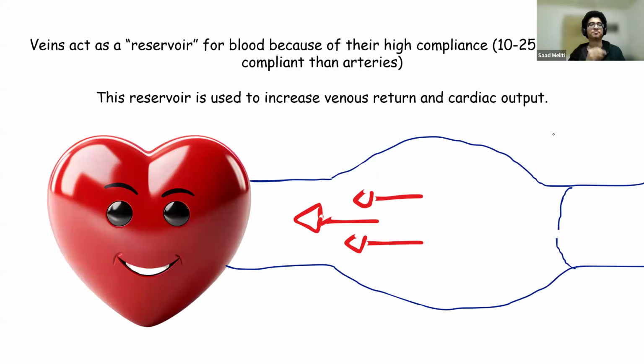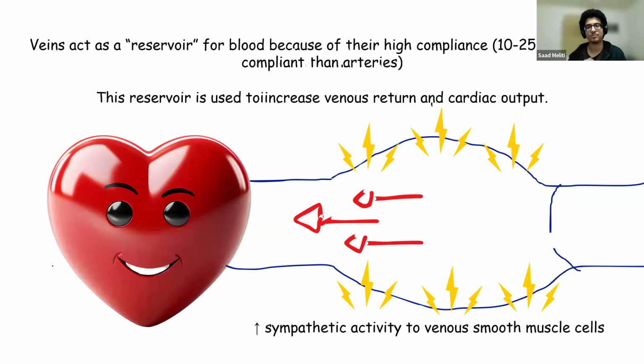Okay, perfect. So, like we said, veins act as a reservoir because they have high compliance, 10 to 25 times more compliant than arteries. We can use this reservoir to increase venous return and increase cardiac output. So, let's say we want more blood going back to the heart. We want to increase the venous return. What we're going to do is this.